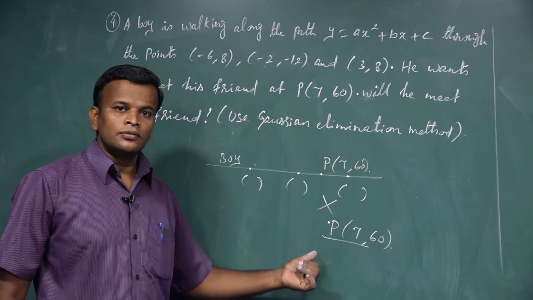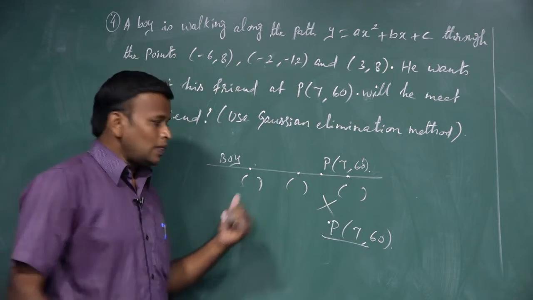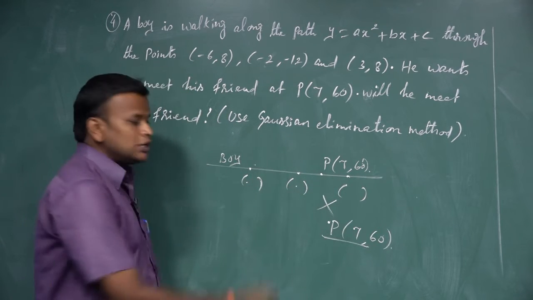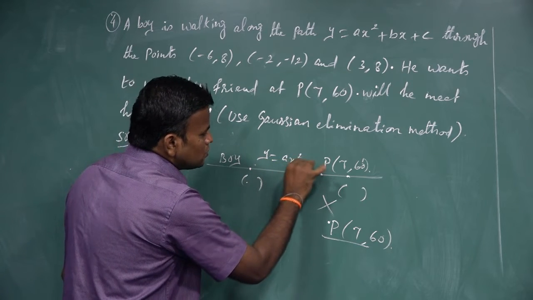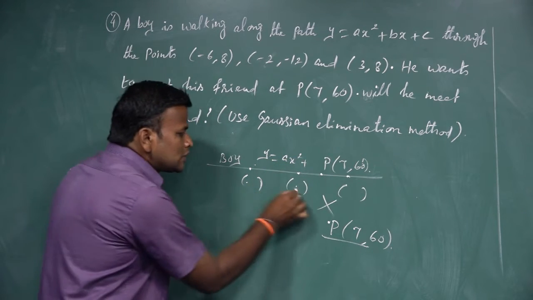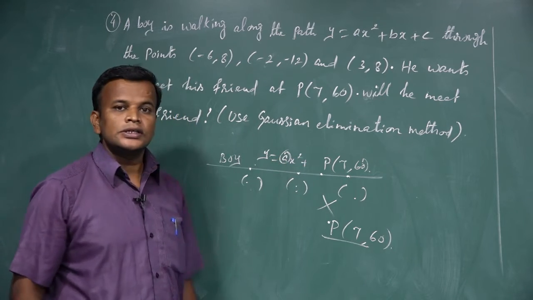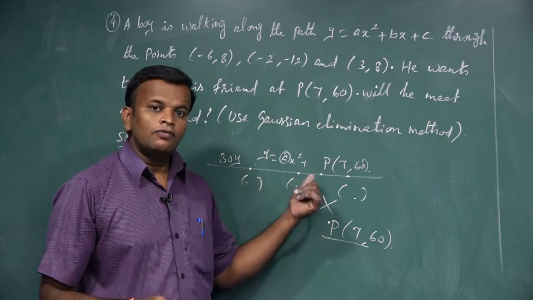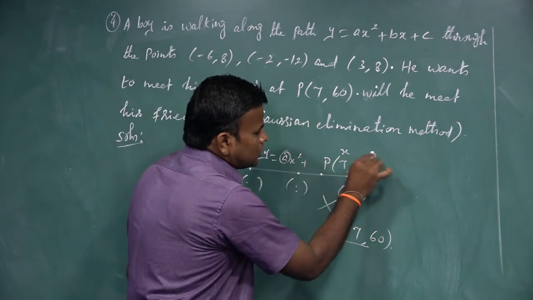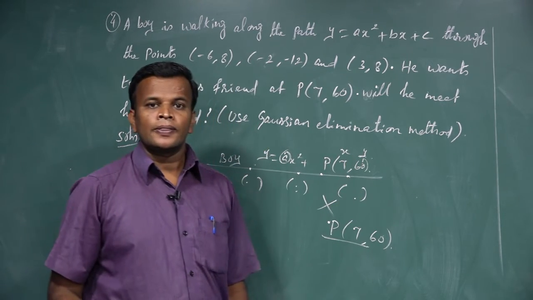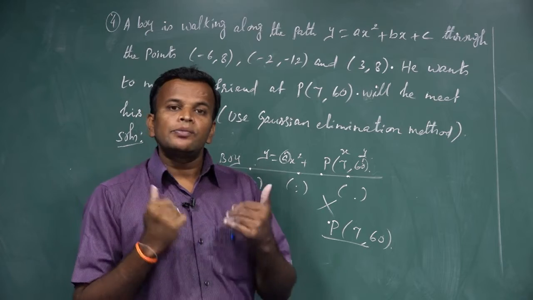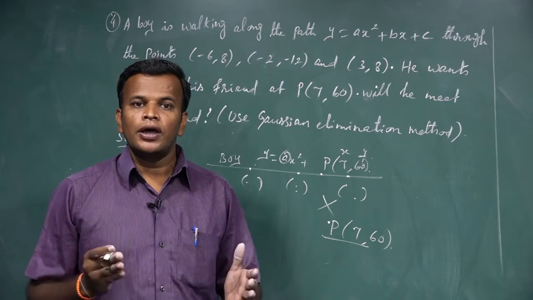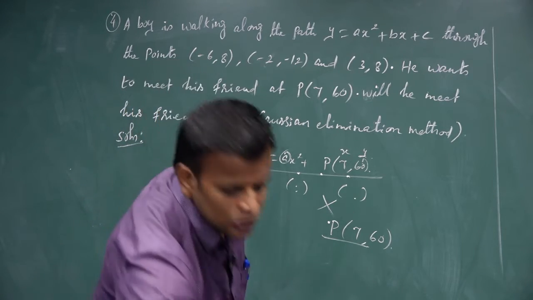So now is the diagram, for your understanding. A boy is walking along this way. There will be 3 points. What is the name of this equation? Y is equal to ax square plus bx plus c. Using these 3 points to find the unknown constants A, B and C. Next, in this equation, we replace x by 7 and y by 60. If the equation is satisfied, we come to the conclusion the point also lies on the same line, therefore the boy meets his friend. So it is the concept of the question.